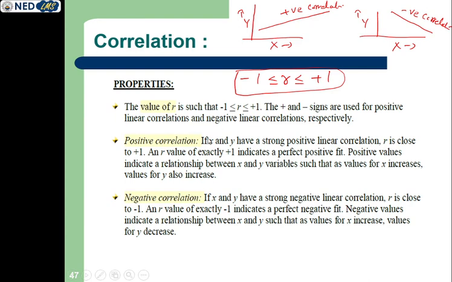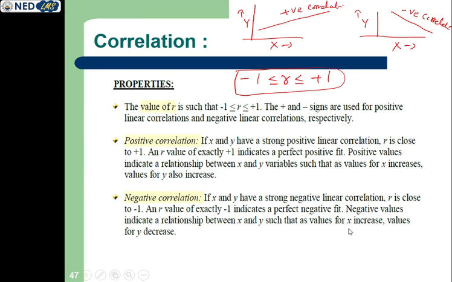Now if the correlation is positive, the value exactly +1 is said to be the perfect correlation. This one is the perfect correlation coefficient. And on the negative side, if the value is -1, it is said to be the perfect negative correlation. See this one. If our value is exactly -1 or nearest to -1, it is said to be the perfect negative correlation.